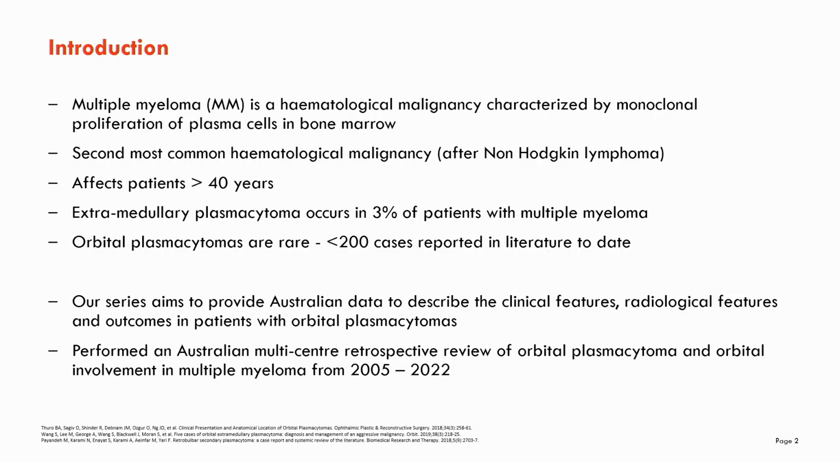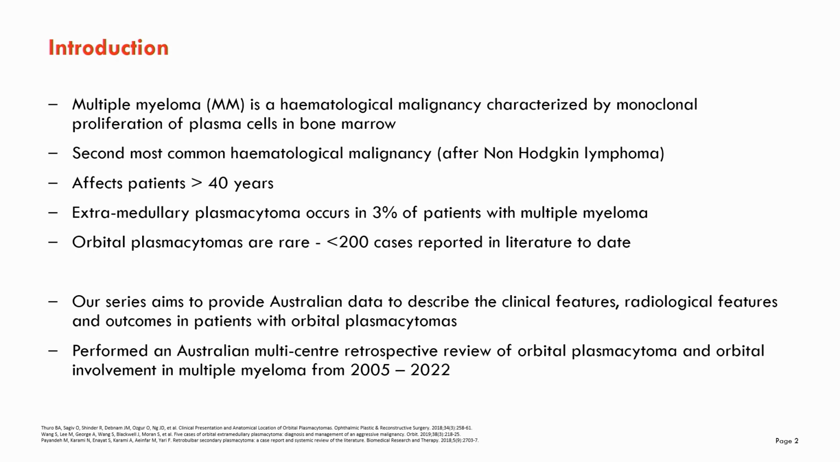So multiple myeloma is a hematological malignancy, and it's characterized by monoclonal proliferation of plasma cells in the bone marrow. It's the second most common hematological malignancy after non-Hodgkin lymphoma and affects patients that are 40 years or older. Extramedullary plasmacytomas occur in about 3% of patients with multiple myeloma, and orbital plasmacytomas are even rarer, with less than 200 cases reported in literature to date.